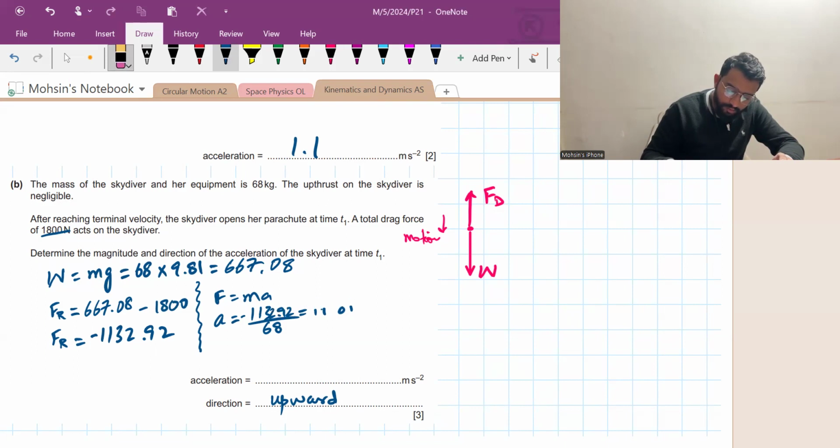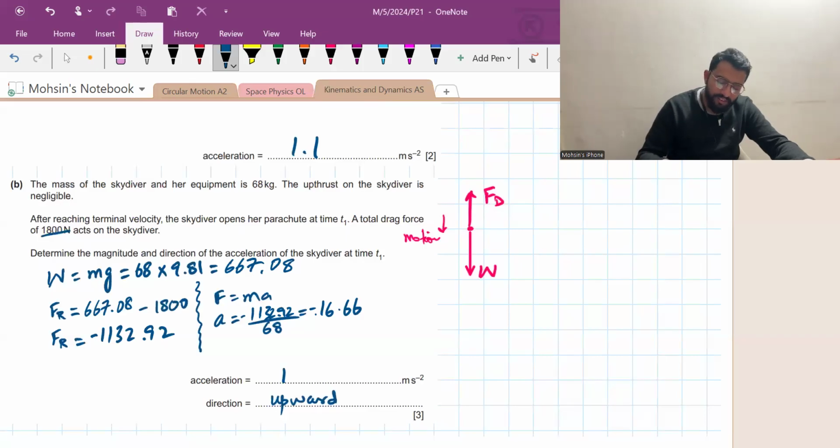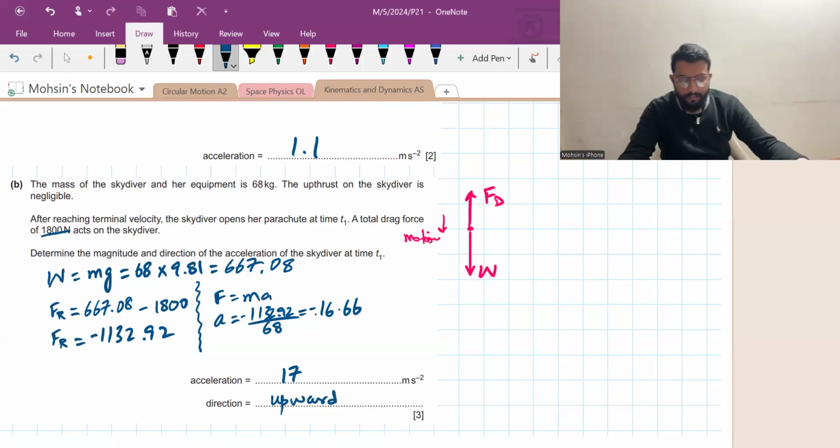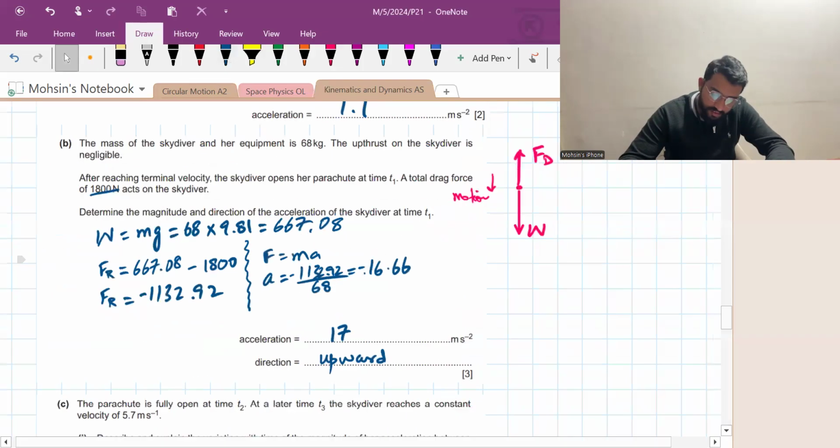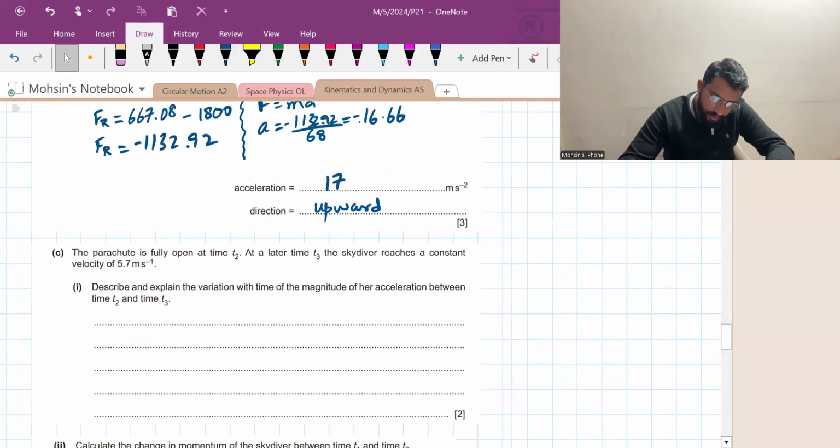1132.92. And the answer will be now changed by dividing it by 68, 16.66. So 16.66 gives us 17. So this will be 17 meters per second. I hope it's clear. What they are saying, the parachute is fully opened at time t2.